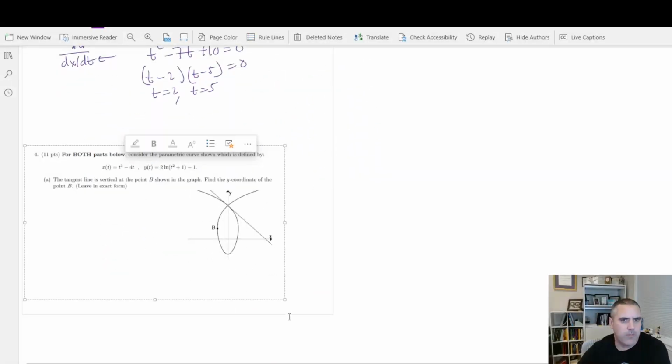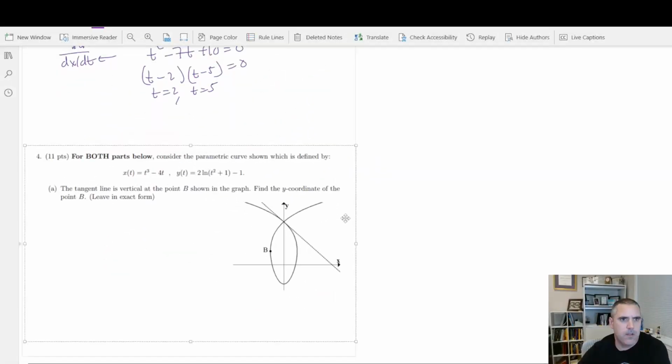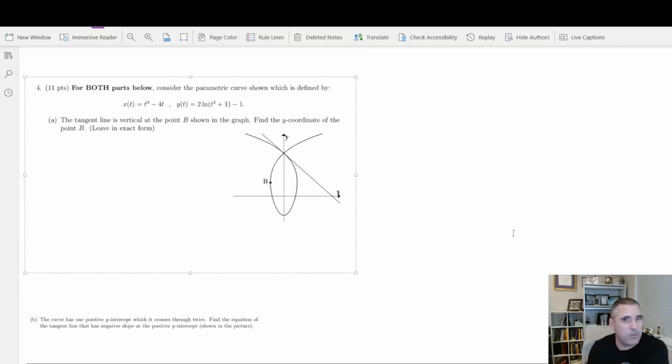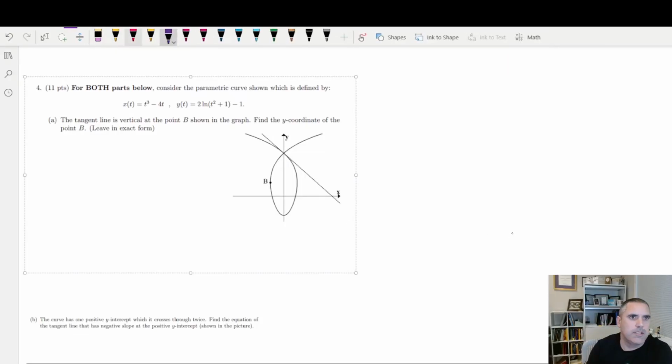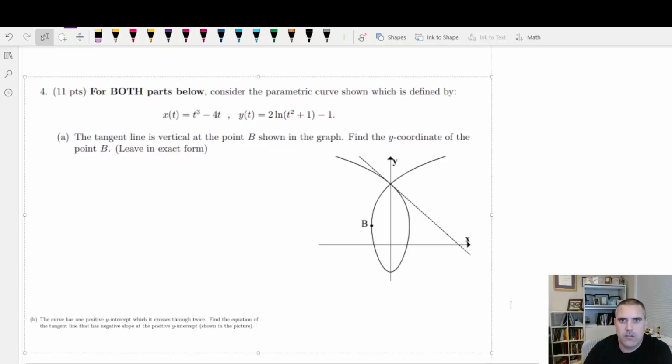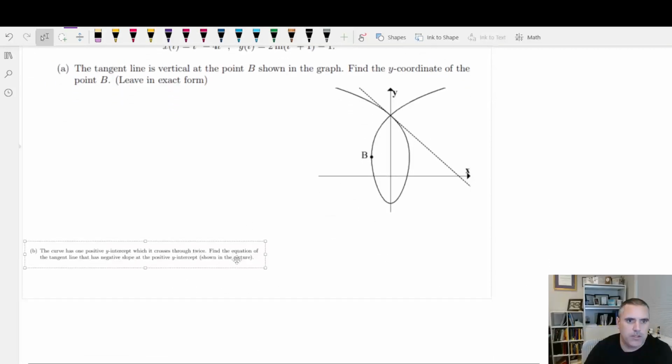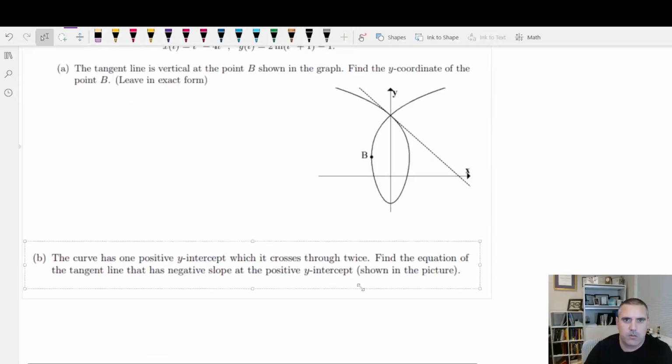Okay, what do we got here? Here's another one. Consider the parametric curve defined by this. What does it say? It says the tangent line is vertical at the point B. Find the y-coordinate of the point B. And then it asks for a separate, maybe harder question.